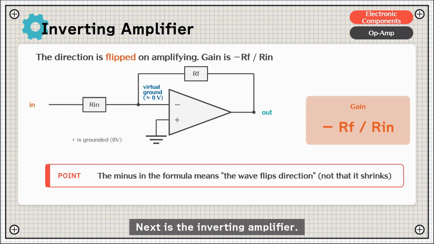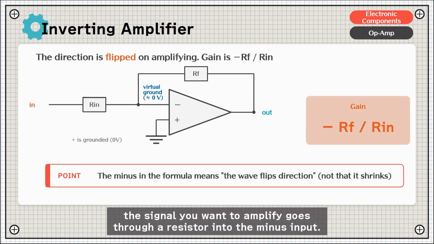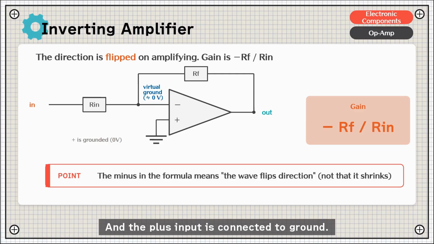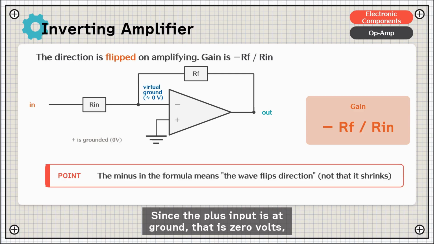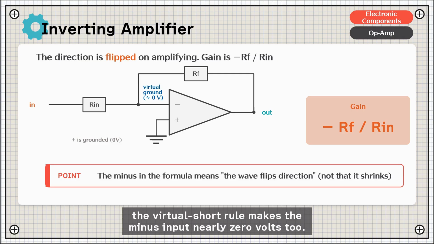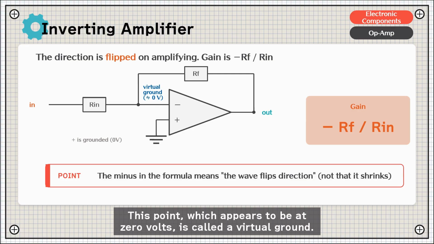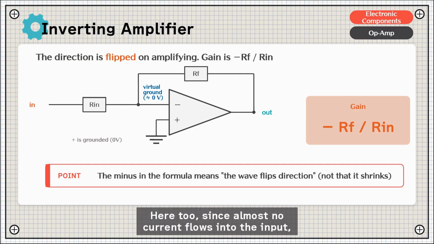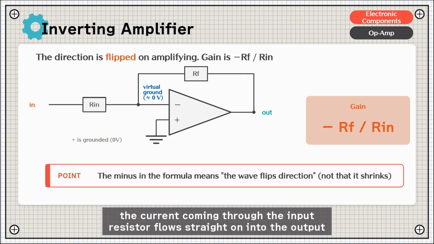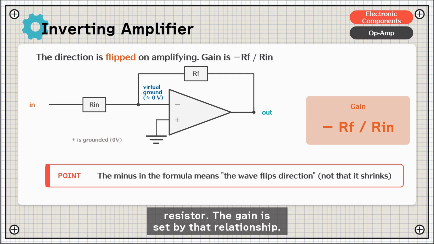Next is the inverting amplifier. This time the signal you want to amplify goes through a resistor into the minus input, and the plus input is connected to ground. Since the plus input is at ground, that is 0 volts, the virtual short rule makes the minus input nearly 0 volts too. This point, which appears to be at 0 volts, is called a virtual ground. Here too, since almost no current flows into the input, the current coming through the input resistor flows straight on into the output resistor. The gain is set by that relationship.